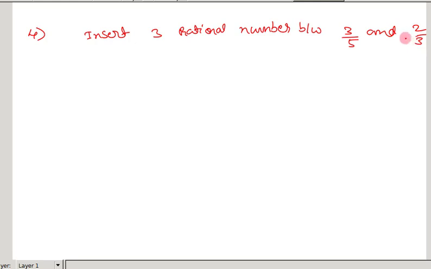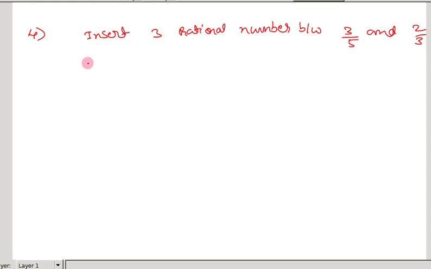Insert three rational numbers between 3 by 5 and 2 by 3. In maths, one problem can be solved in many methods. I am explaining one of those methods. If you did not understand what I am going to explain, you can ask me to explain another method, and I will try to answer you on WhatsApp.